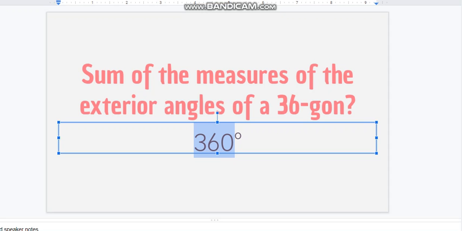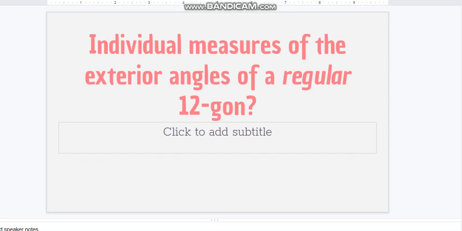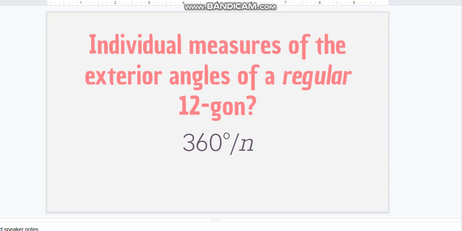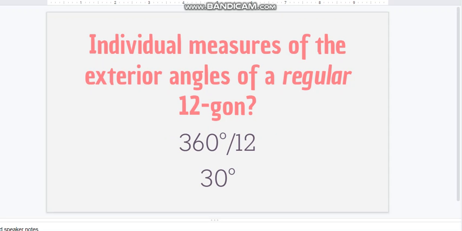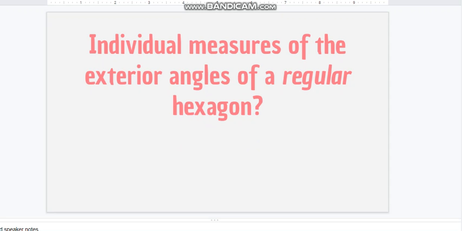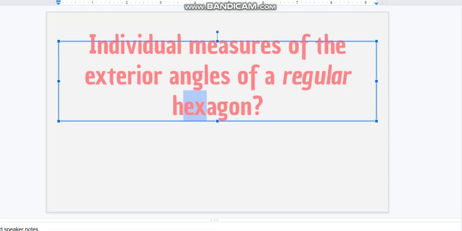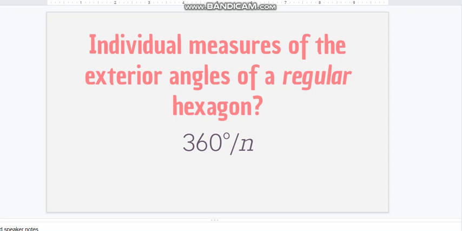Okay. The individual measures of a regular 12-sided polygon, we take 360 and we divide it by n, the number of sides. So 360 divided by 12 is 30. That's number 4. You should now have answered the first 4 questions on your 3rd page of notes. 5th question, the individual measures of a regular hexagon. Hexagon is 6-sided, so it's going to be 360 divided by 6, which is going to give you 60 degrees each.